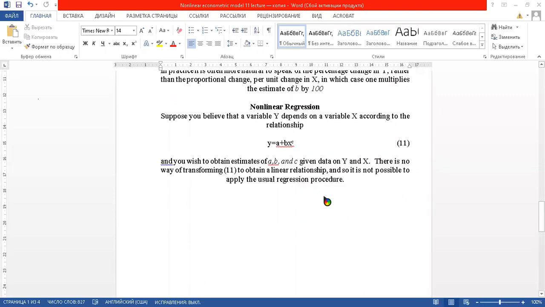Nonlinear regression: y is equal to a plus b times x to the power of c. You wish to obtain estimates of a, b, and c given data y and x, and there is no way of transformation to obtain a linear relationship, and so it's not possible to apply the usual regression procedure.